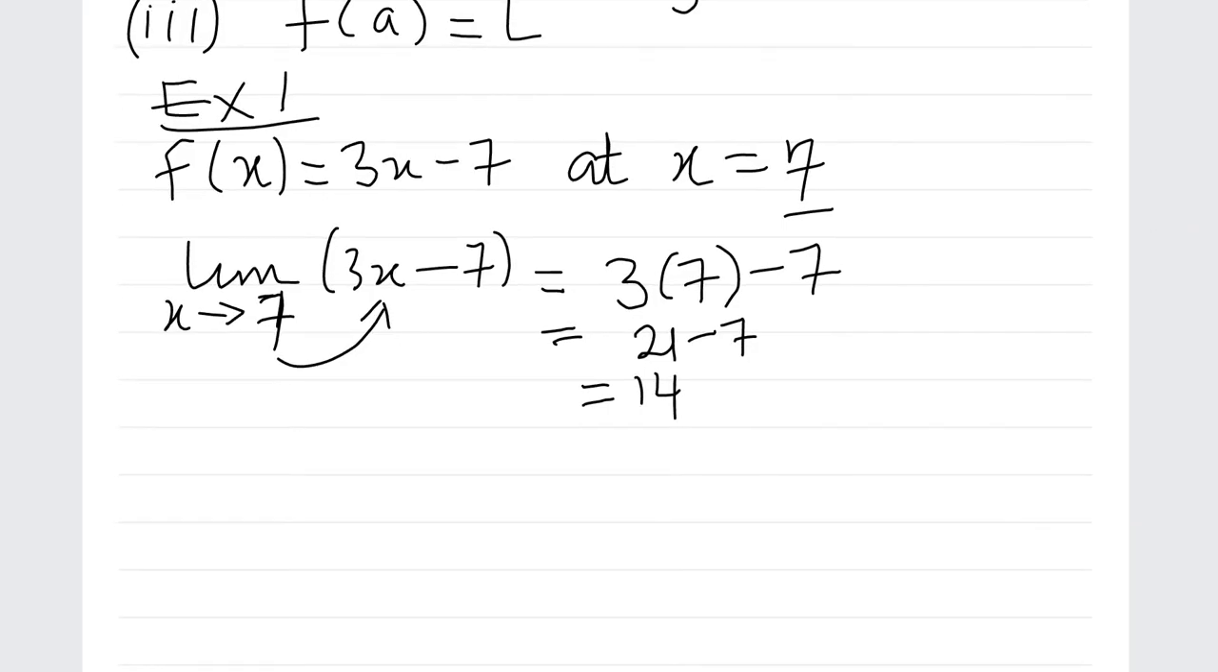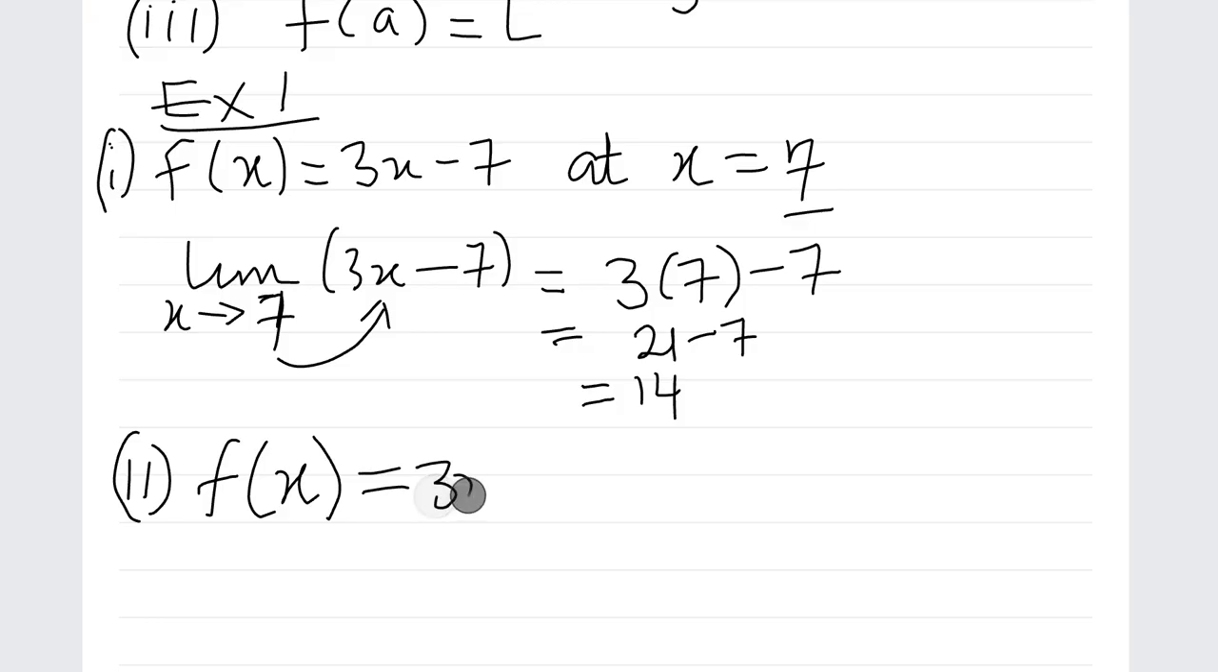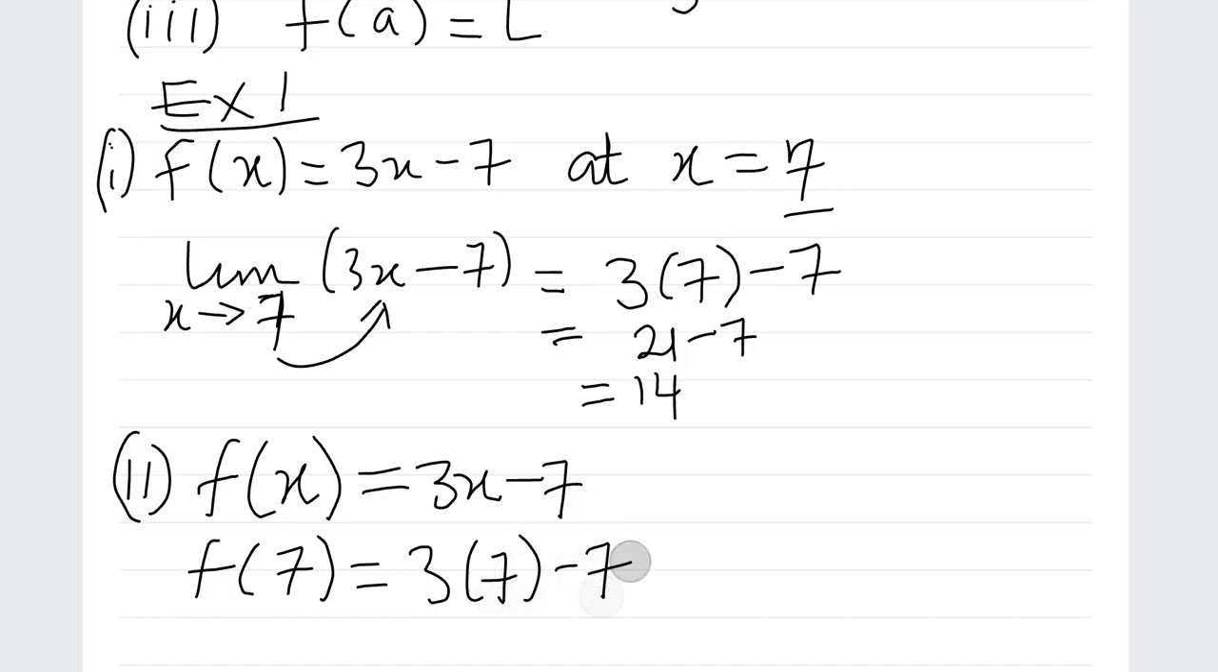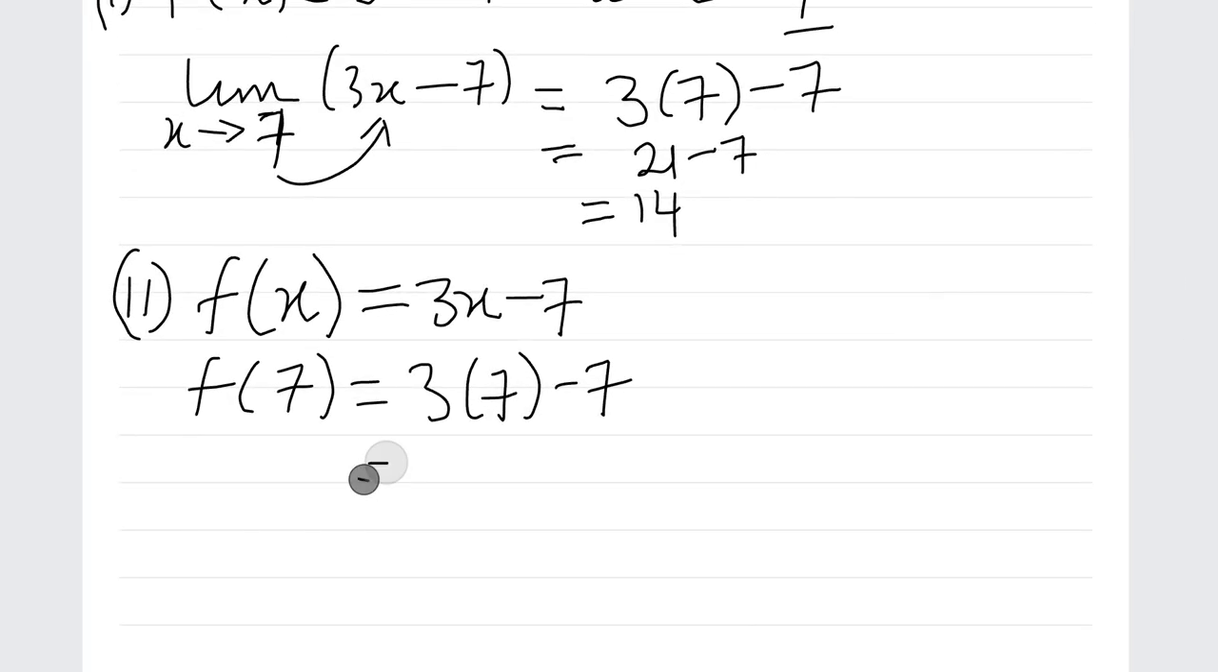So this is the first condition. The second condition now. The second condition is f of a must be defined. Don't forget that f of x is equal to 3x minus 7. So what will be f of a? F of a, which is now 7, so that's f of 7. You want to check f of 7. F of 7 will be 3 into 7 minus 7. So 3 times 7, 21, minus 7, and that gives us 14.